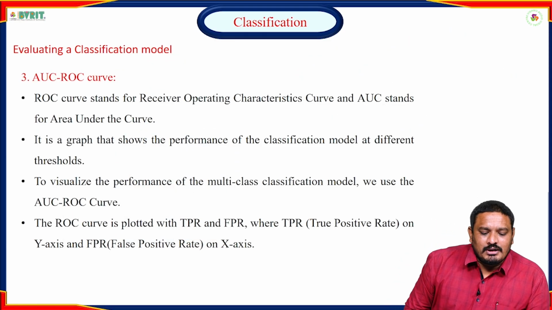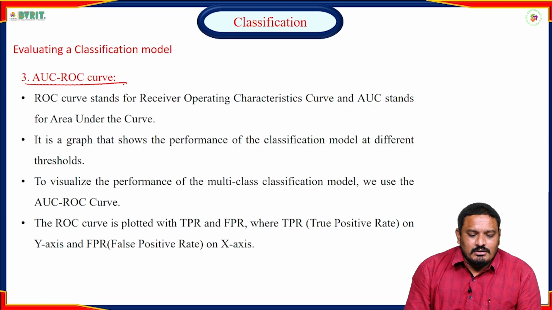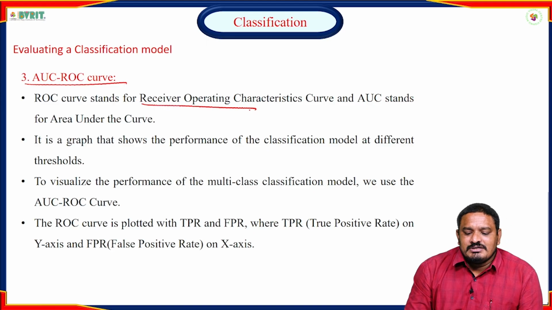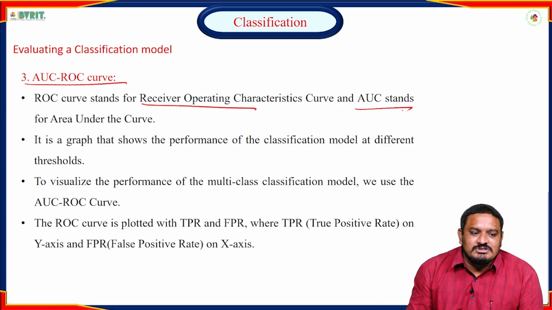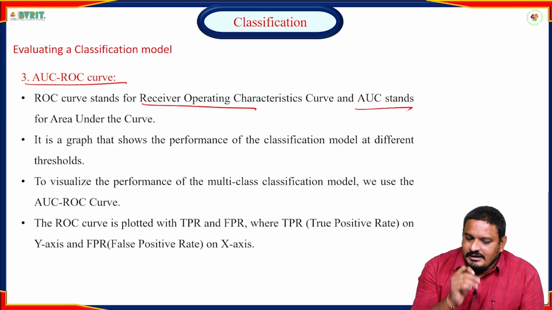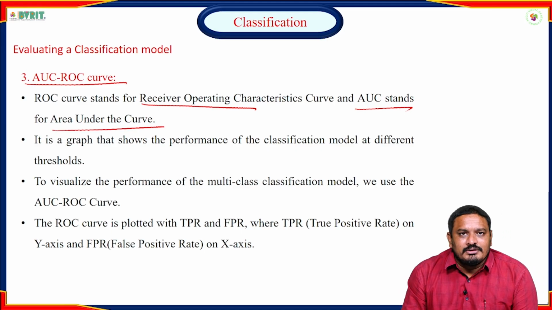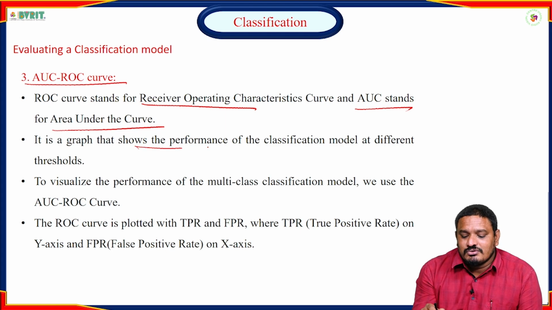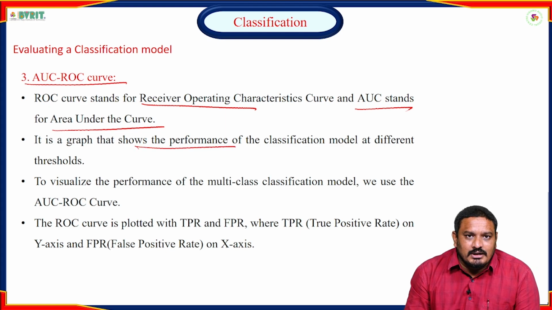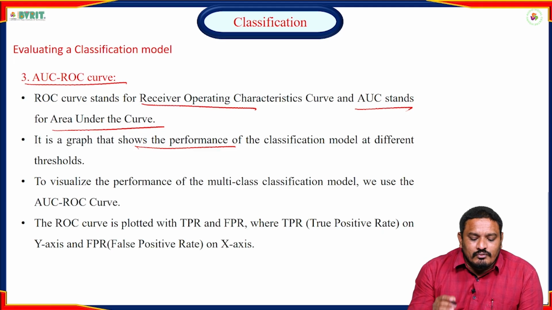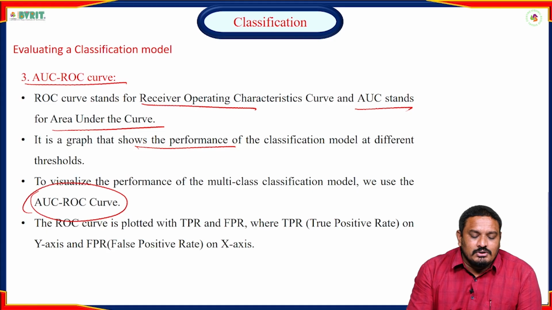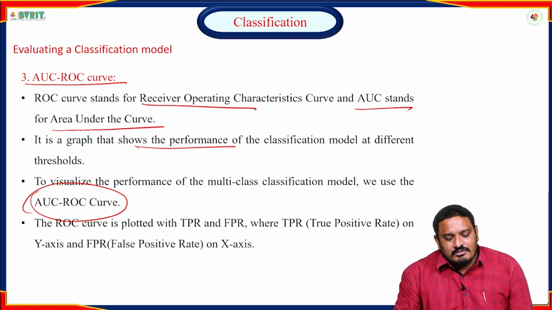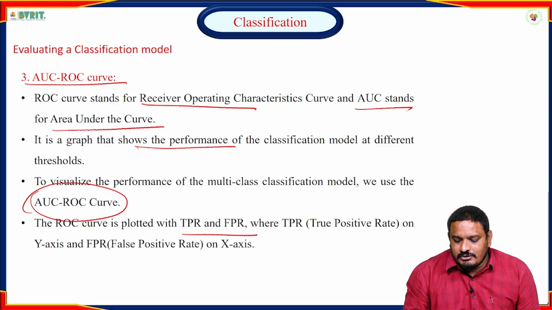The next evaluation method is the AUC ROC curve. The ROC curve stands for receiver operating characteristics curve, and AUC stands for area under the curve. It is a graph that shows the performance of the classification model at different thresholds. To visualize the performance of the multi-class classification model, we use the AUC ROC curve. The ROC curve is plotted with the true positive rate and false positive rate.